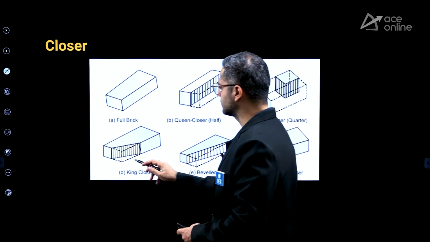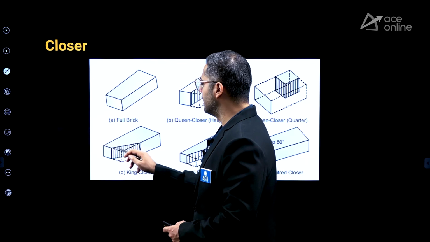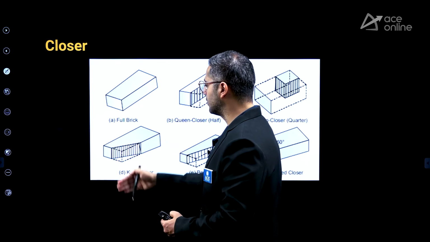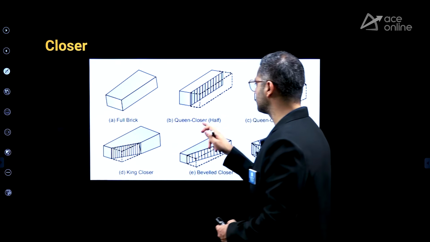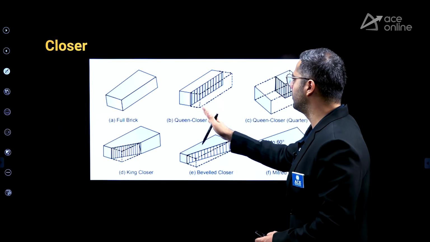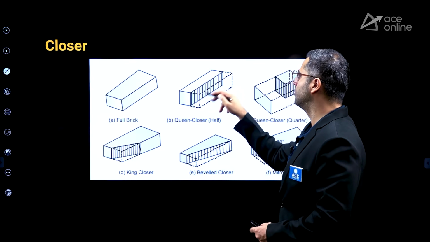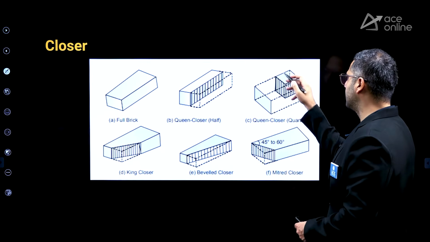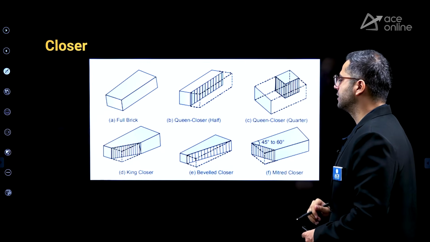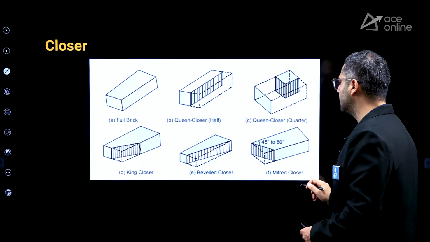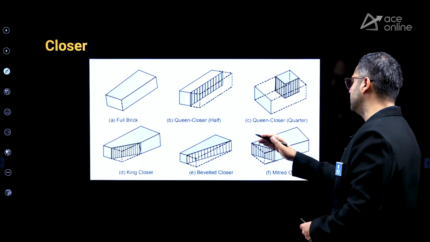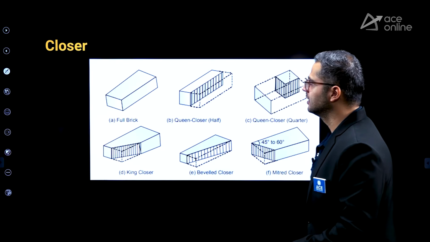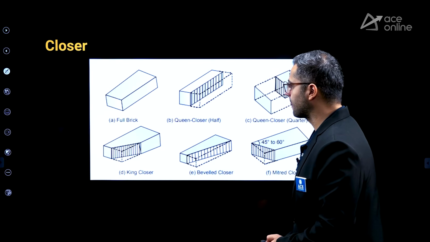King closure, you can see half of the header and half of the stretcher cut, the corner is cut, king closure. Queen closure is completely 50%, half of the width on both the sides and cut it from between. Queen closure quarter, you can also say a quarter of that is being taken. And metered closure at an angle of 45 to 65 degree if you are cutting the brick. So these are the closures which are there, okay?